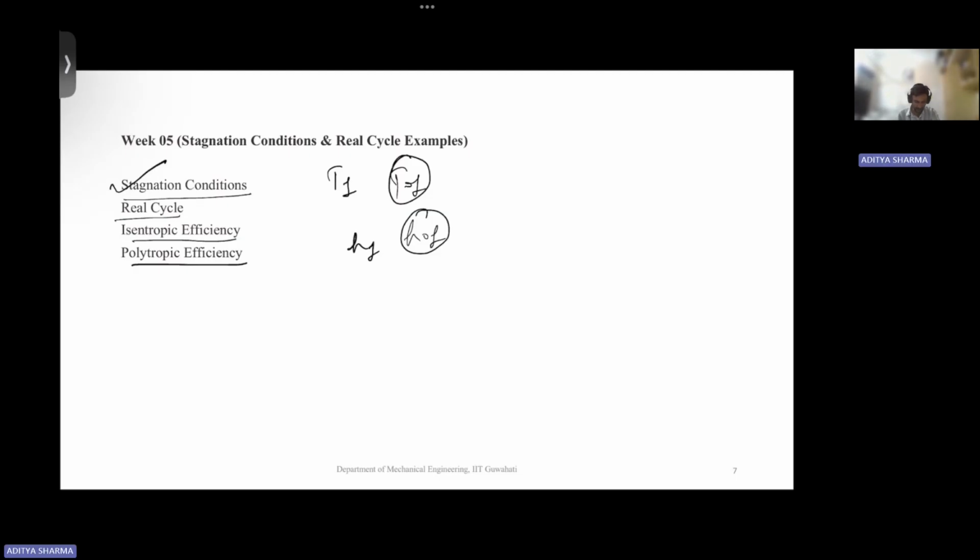So again, in real cycle, what will you have? You'll not have isentropic compression or isentropic expansion in turbine. So all these things will not be there. Also, there will be losses. Okay, at the combustion chamber, you'll have a pressure loss. Okay, so this basically is a real cycle.